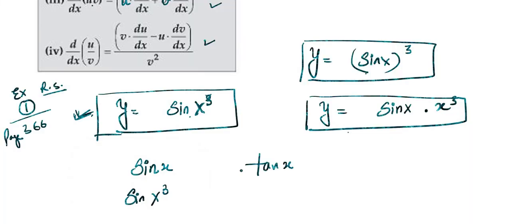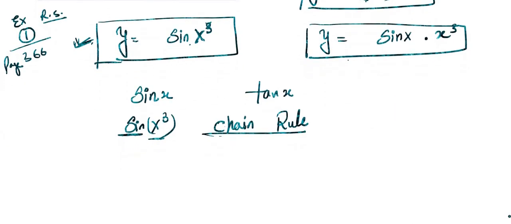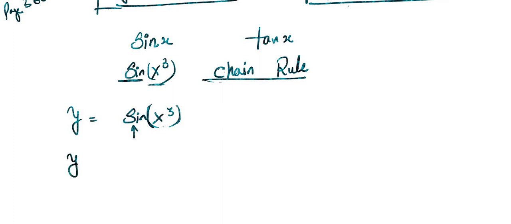So that's why here we will use the chain rule, because sine is a function itself and x cube is a function in itself. So how do we use the chain rule? y is equal to sine x cube. We know how to differentiate sine, but we don't know how to differentiate x cube. So we will differentiate only sine first, and then we will take care of x cube.